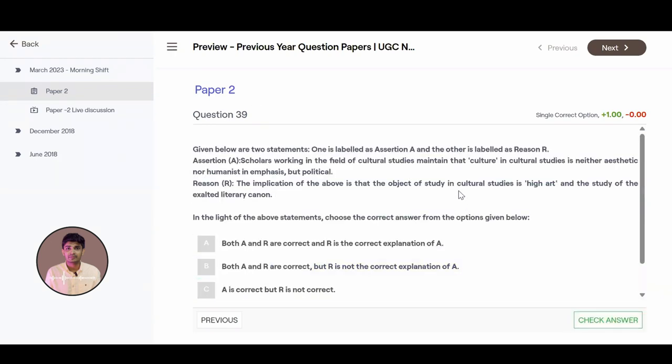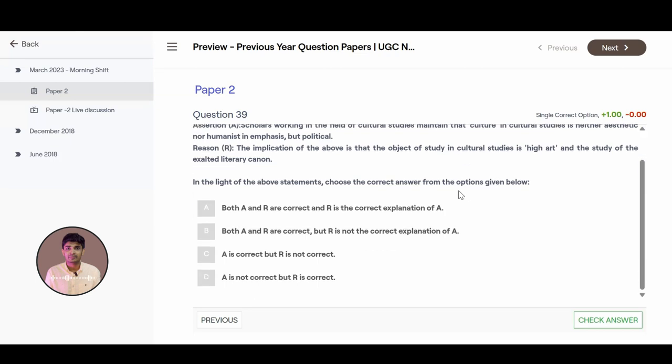Now, again, we have an assertion reasoning question. Given below are two statements. One is labeled as an assertion and the other as a reason. Assertion A: Scholars working in the field of cultural studies maintain that culture in cultural studies is neither aesthetic nor humanist in emphasis, but political. Reason R: The implication of the above is that the object of study in cultural studies is high art and the study of the exalted literary canon. Options: A and R are correct, and R is the correct explanation of A. A and R are correct, but R is not the correct explanation of A. C, A is correct, but R is not correct. And D, A is not correct, R is correct.